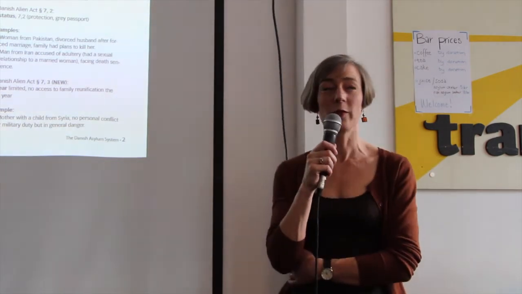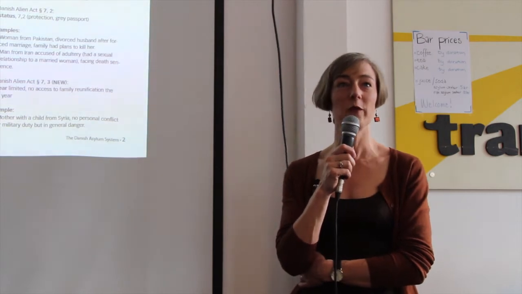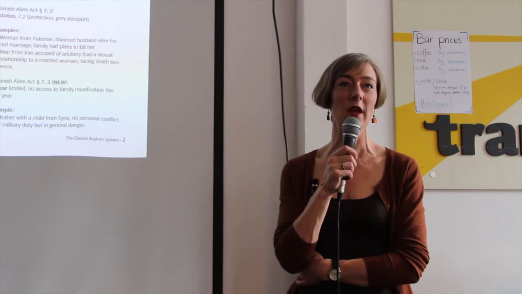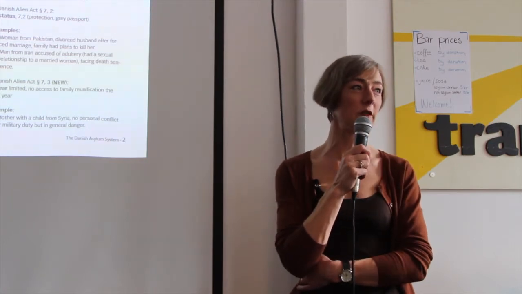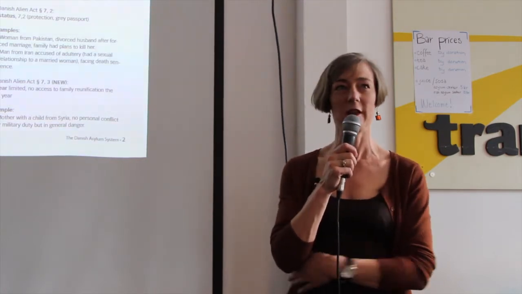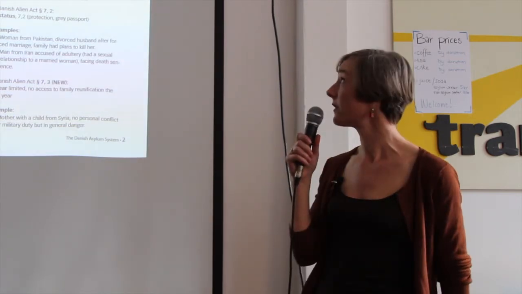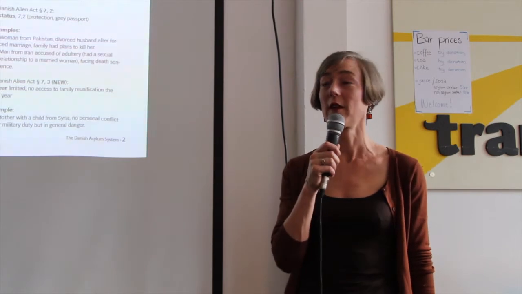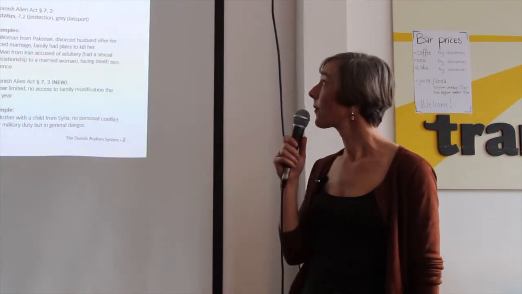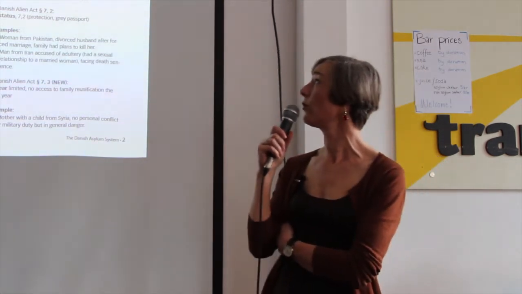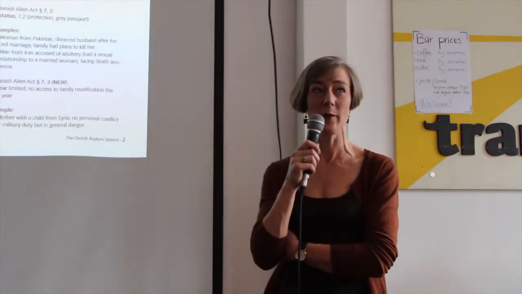And also there's a principle called non-refoulement, which means that nobody should be returned to a country that could send this person to a country where this would happen. So if it's a third country which is in question, it's also illegal. If you get protection status, B status, it's called 7.2, and you will get a grey passport, fremmedpas på dansk.